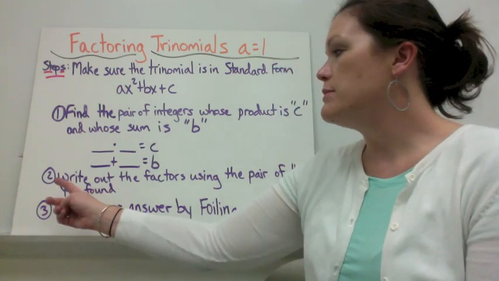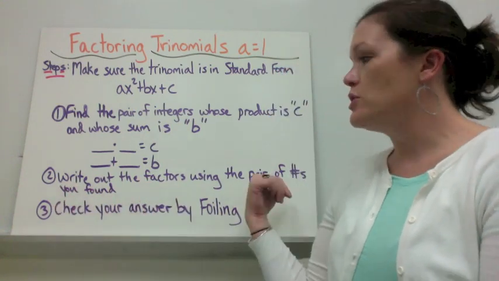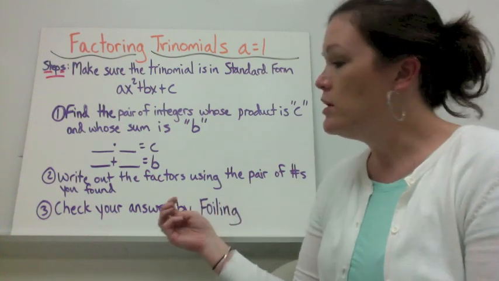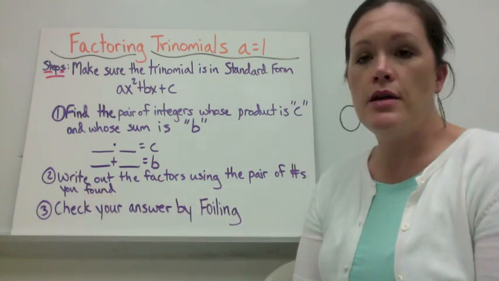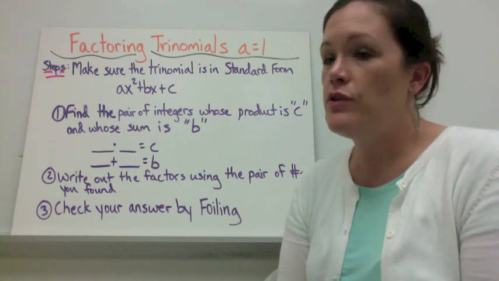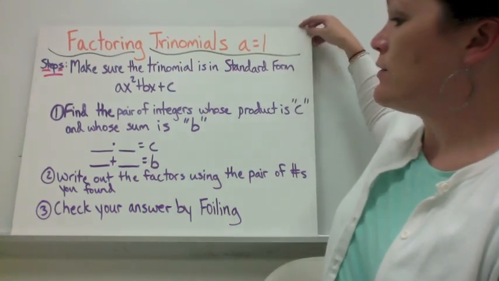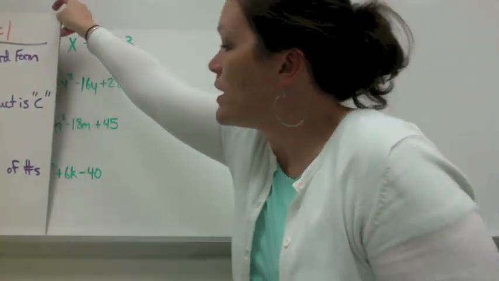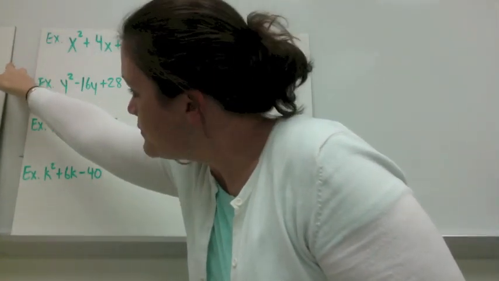The second step would just simply be to write out the factors using your pair of numbers that you found. And then the third step would be that you could check your answer using the FOIL method if you have time and you need to. But checking your work is always a good idea.